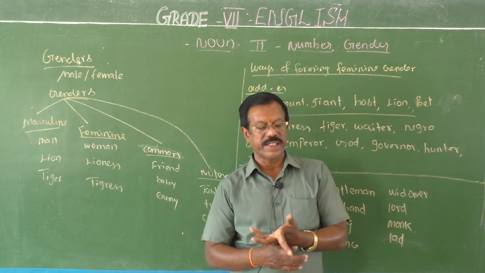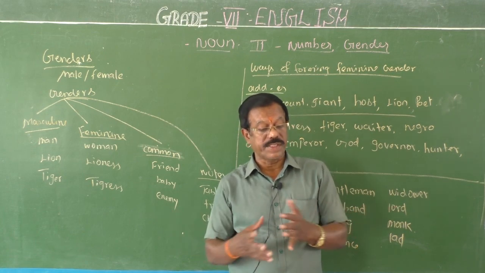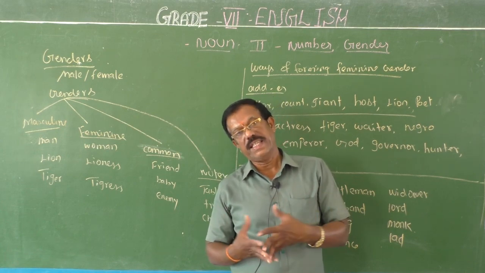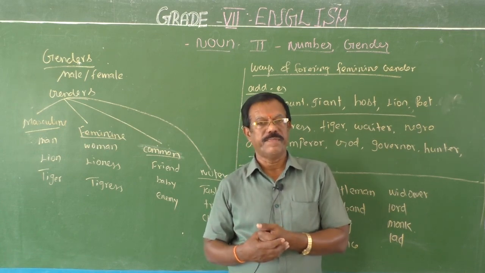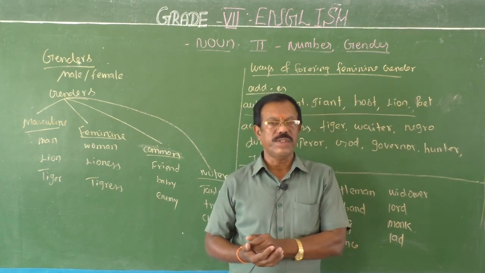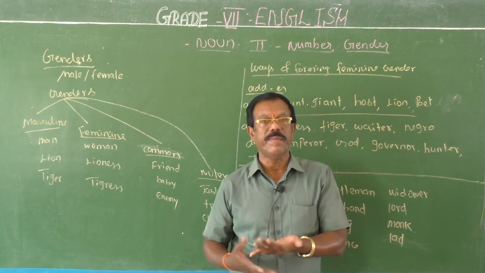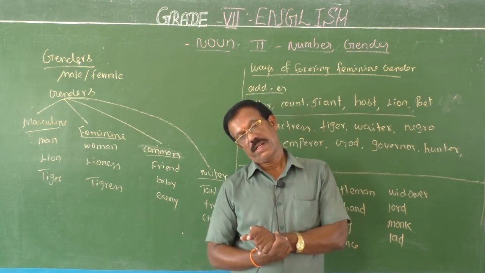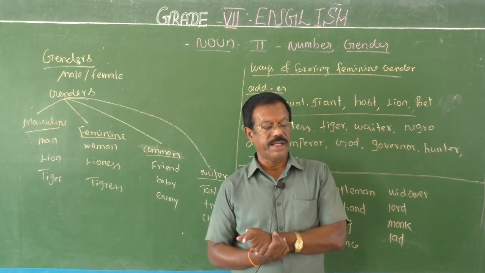Driver is a common gender. Parent is also common gender. Doctor, maybe male or female. Cousin, male or female. Cousin brother, cousin sister. In our spoken language, we use such things. Teacher, maybe male or female. Neighbor, male or female. People, male or female.